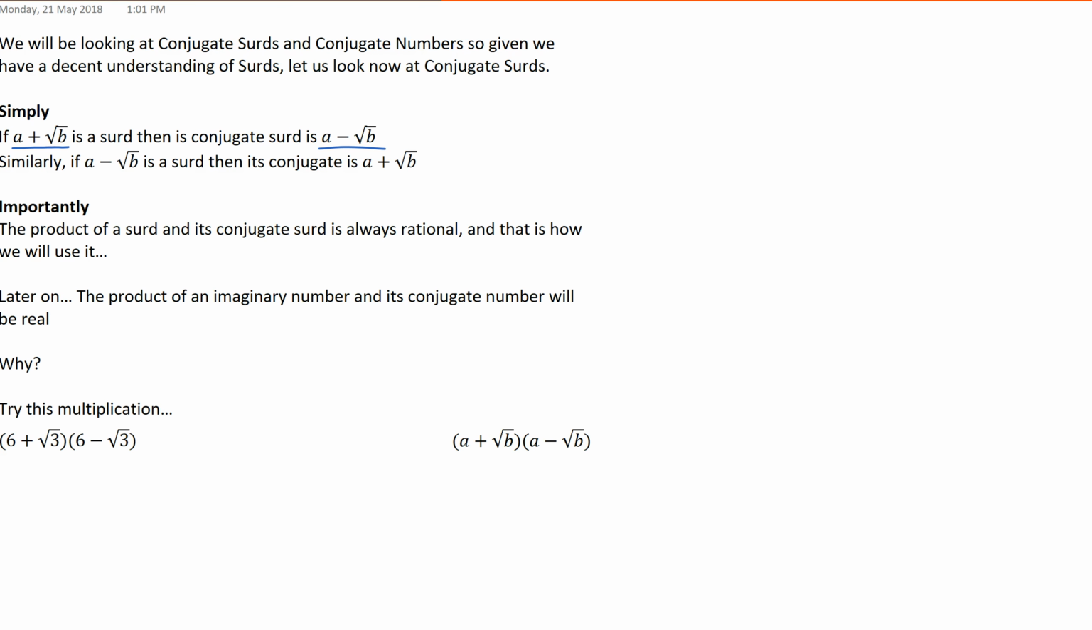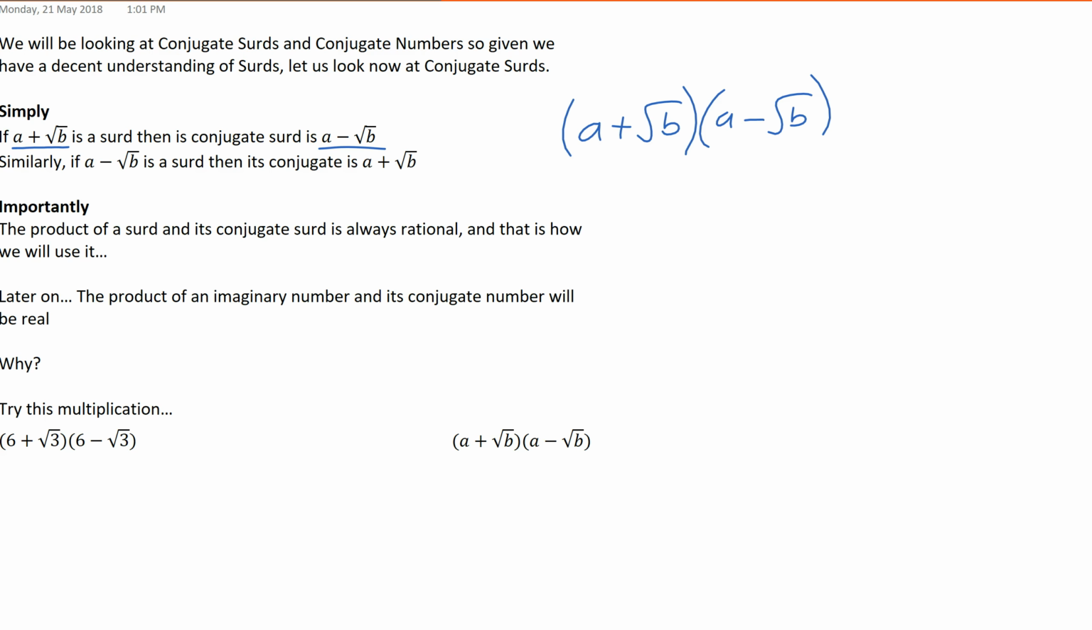Why would that be? Because when you multiply a conjugate with the proper surd, what would happen with the square root symbol? It would disappear. Why is that? Because of not a perfect square, but a difference of two squares. Okay? So in other words, a plus root b, a minus root b.